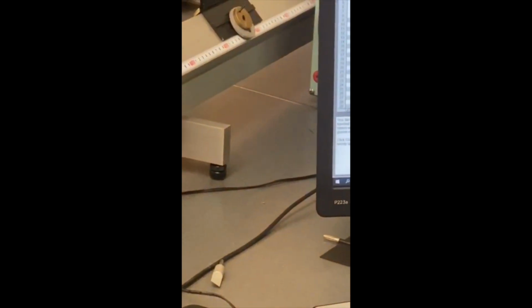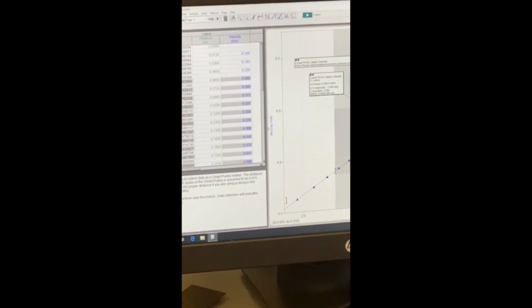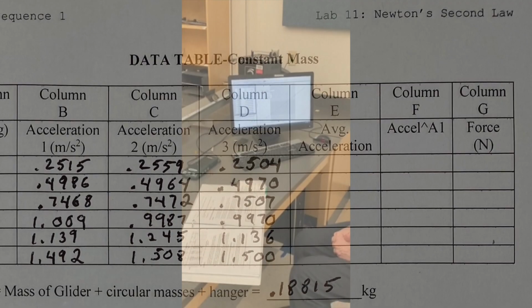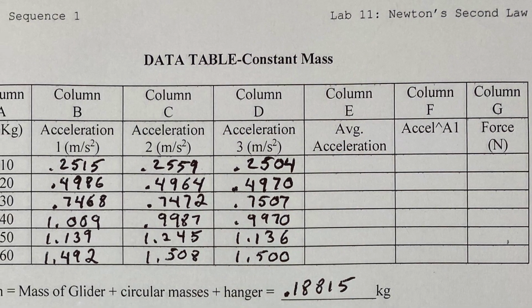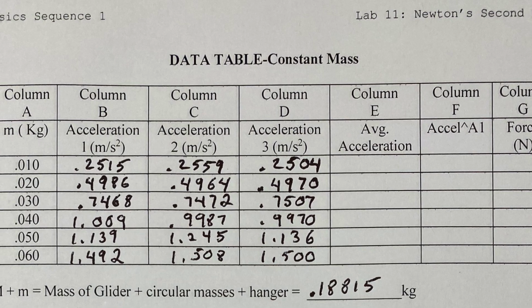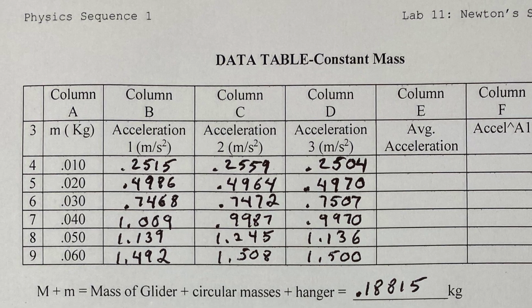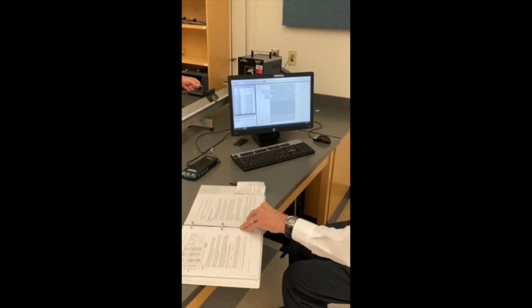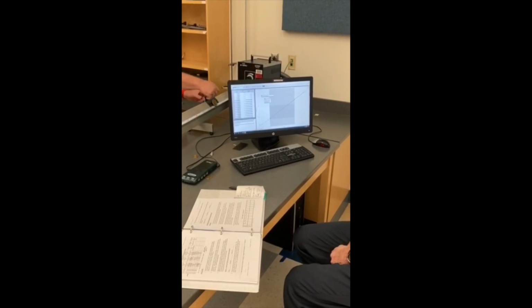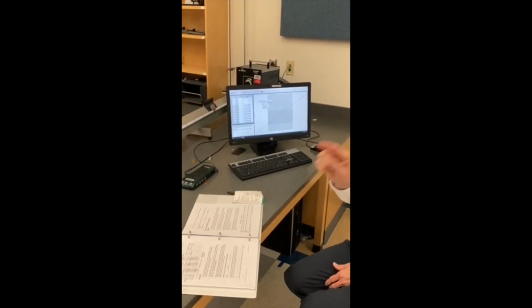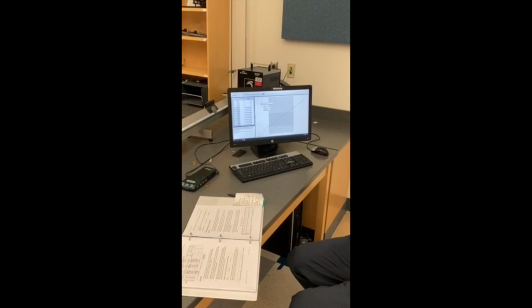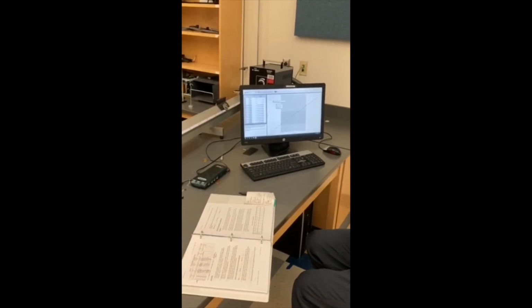After we finish taking all the data, we're taking data for 1, 2, 3, 4, 5, 6, 7, 8 different runs at 3 trials each, 8 different masses of applying the force to the system. Then we'll go to part B, which is the constant force part of the situation. Now what we'll do is have a constant force on the hanger itself, and we'll keep adding masses to the glider and see how that works.